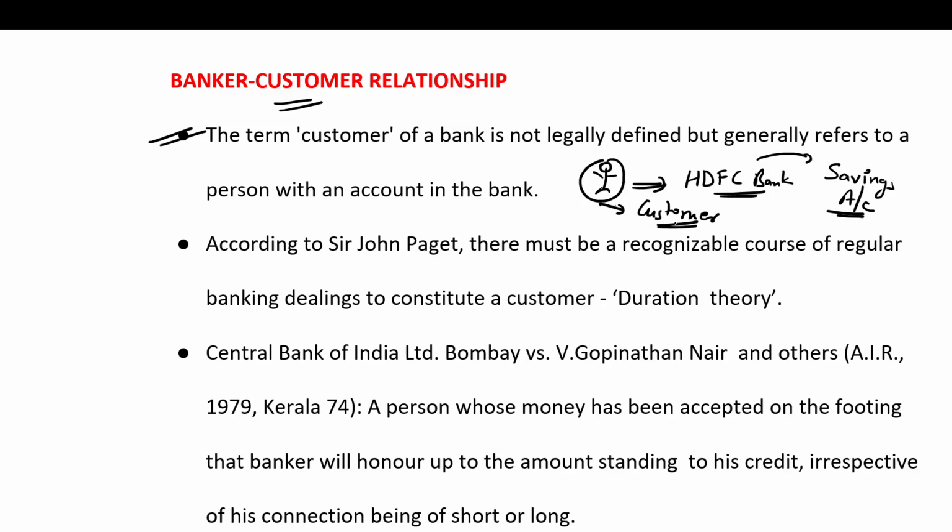Now earlier there was a view that a long relationship was required in order to call someone a customer. This was known as duration theory. Earlier, only someone who has dealt with a bank for a while was considered a customer, and this was propagated by Sir John Paget. But this view was rejected.